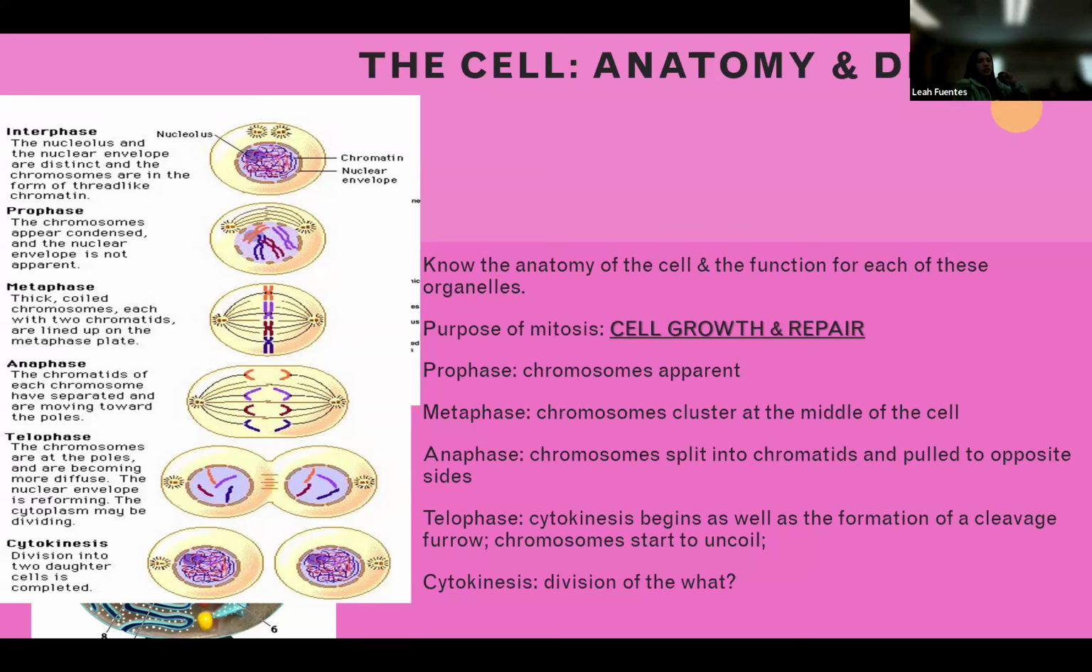And side note, before I forget to say it, on your lab exam, if they ask you to identify one of the stages, it's going to be prophase, metaphase, anaphase, or telophase. There's going to be no early, no late, none of that, just one of those four. And then during anaphase, the chromosomes split into chromatids, and those are then pulled to the opposite sides. Over here are those centrioles I was talking about.